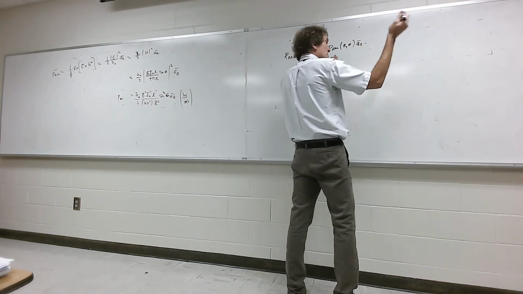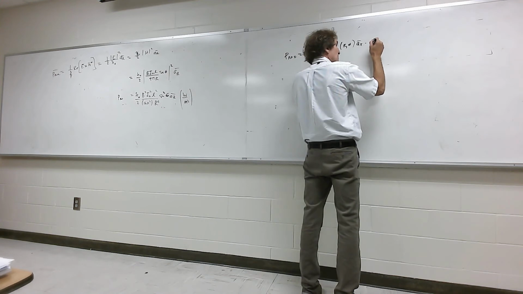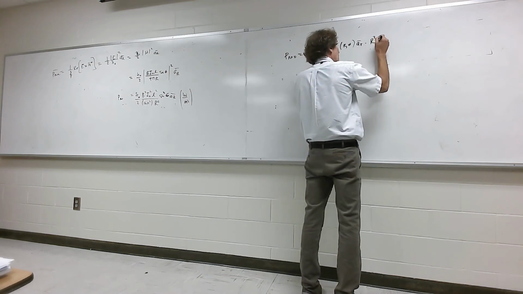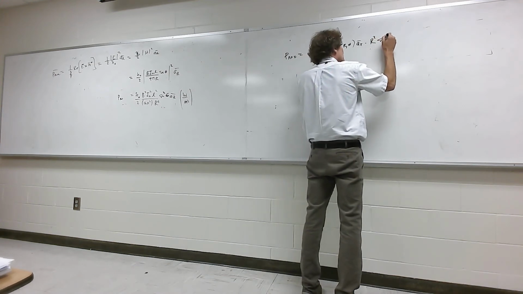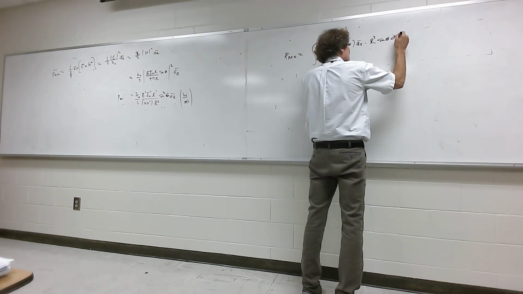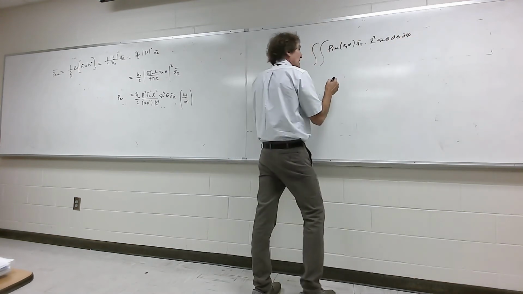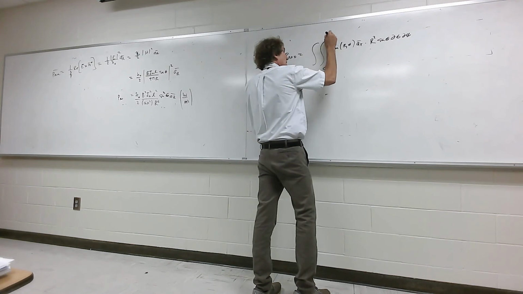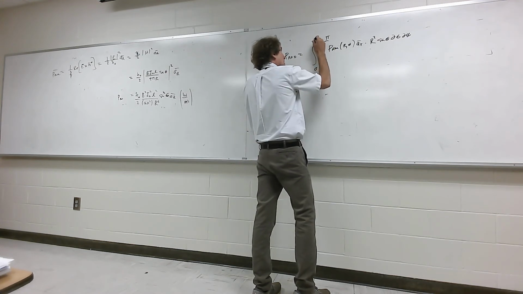Then I multiply by the differential surface area on a sphere, which is R squared times the sine of theta, d theta, d phi. Theta in this one would go from 0 to pi, and phi from 0 to 2 pi.